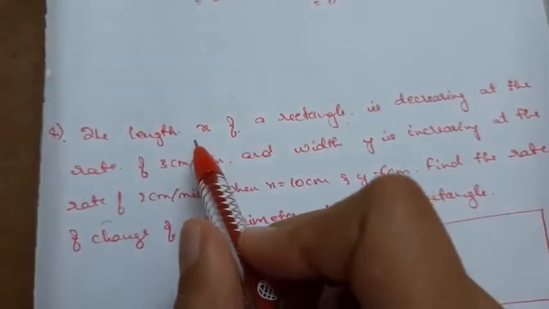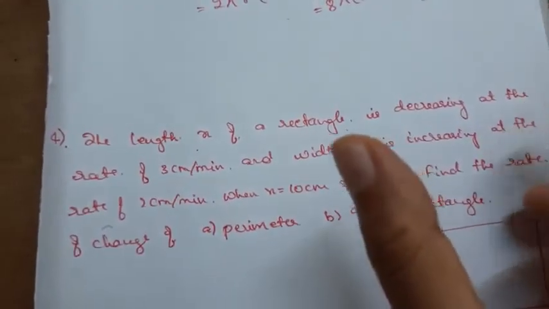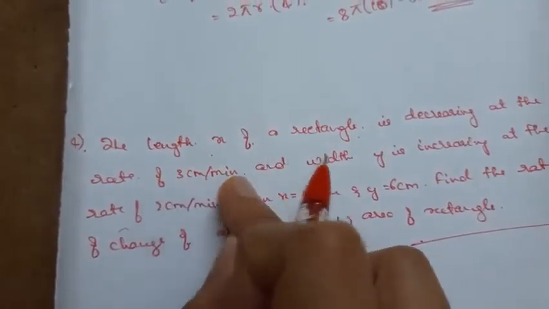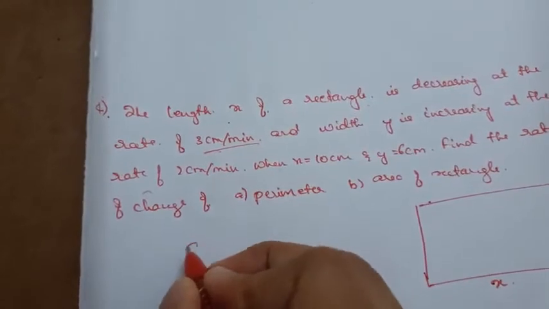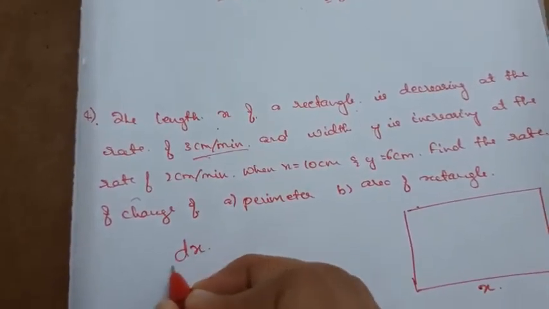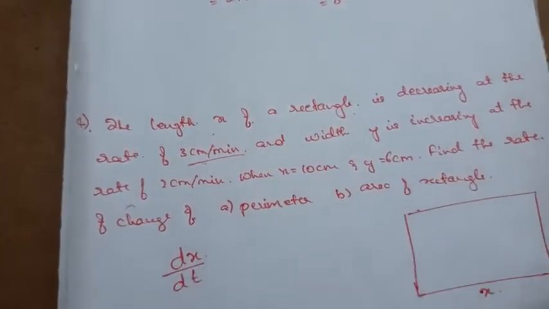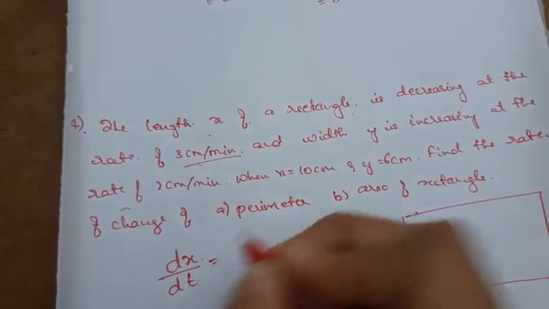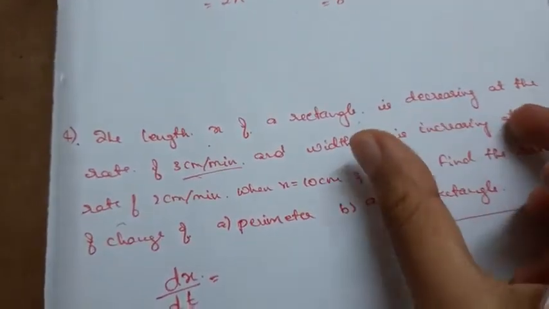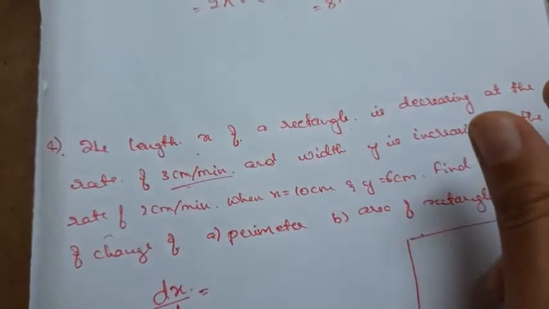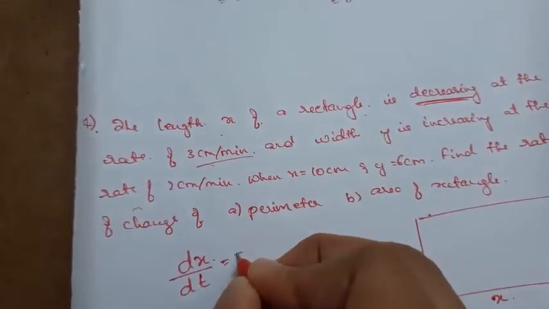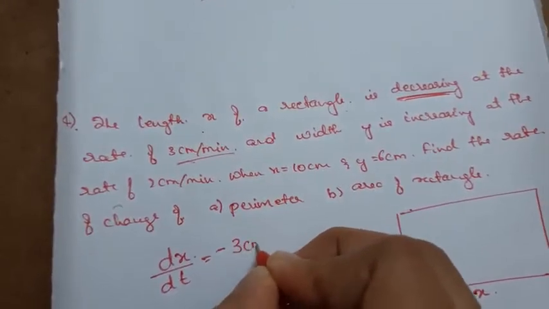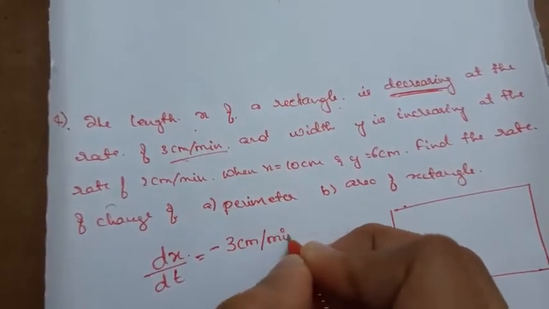They are saying the length x of a rectangle is decreasing at the rate of 3 centimeter per minute. So per minute means here the rate of change of x with respect to time. So the length is changing with respect to time. What they are saying is that the length of the rectangle is decreasing, as they have said decreasing. I am writing here minus 3 centimeter per minute.